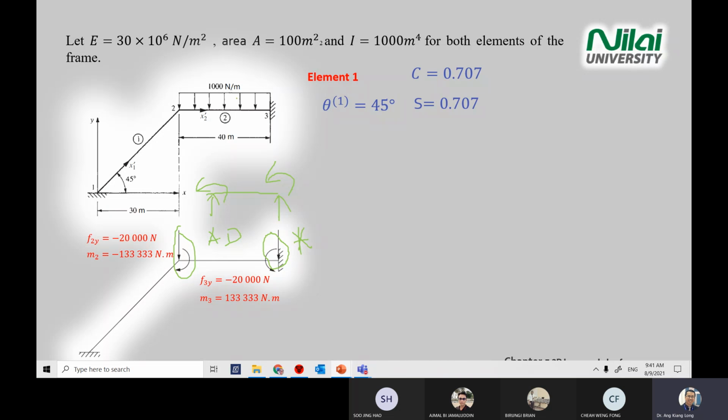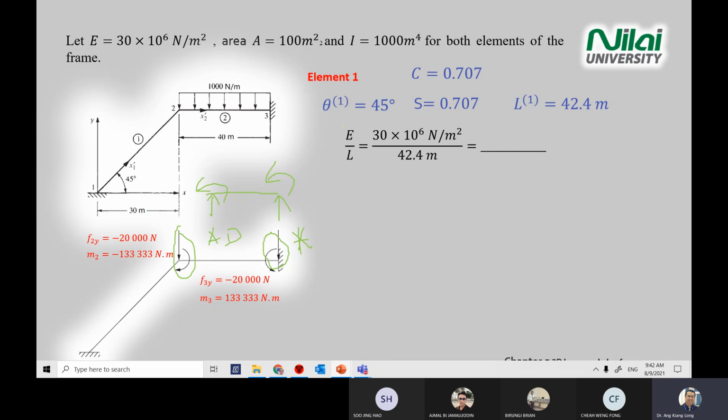After you convert the distributed load to equivalent diagram from Appendix D, then you continue calculating the cos and sine for element 1, the length you can calculate. All right, this is a trigonometry problem. So you can calculate the length by using trigonometry 45-degree. You have 30-meter length here. You can convert to this length, 1 to 2. The answer is 42.4.